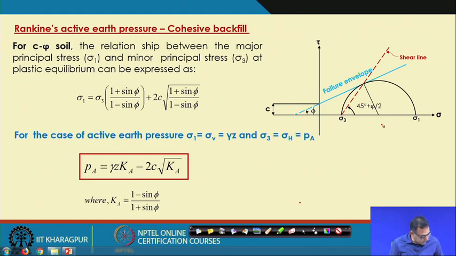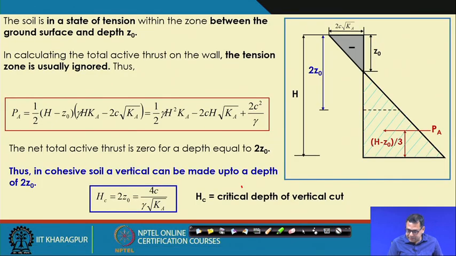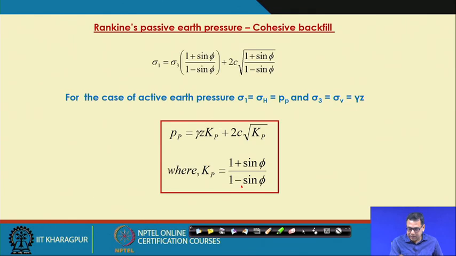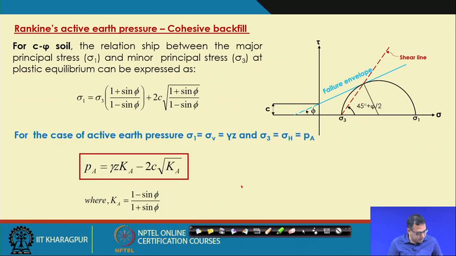And similarly for the passive case, this is the same expression with K_P, and this will be plus 2C root K_P. So I have derived these expressions. K_P is (1 plus sin phi) over (1 minus sin phi). This is for the passive case. But we have a few more cases. So, this is the Mohr circle for a general case.